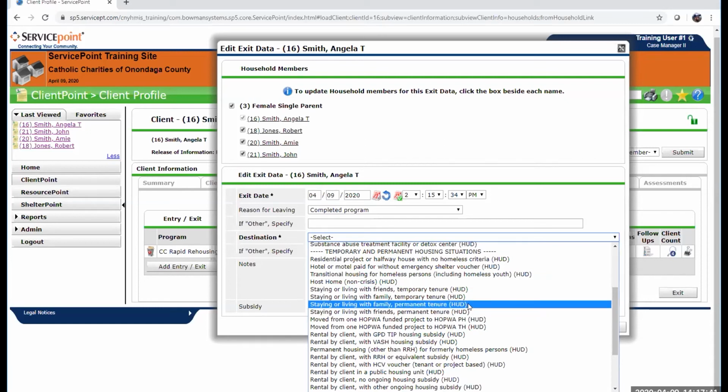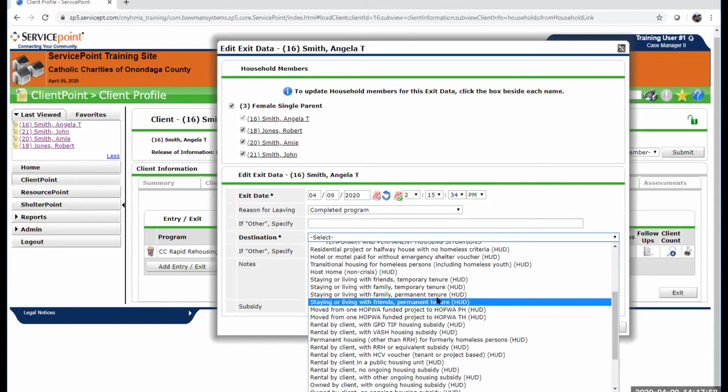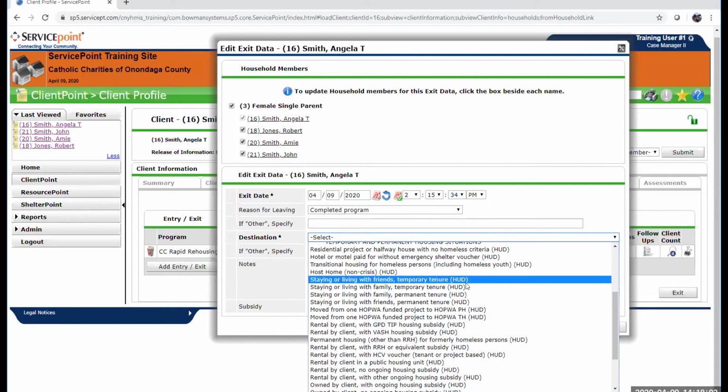So if you have a conversation with the client or with the family or friend that they're going to stay with, you should have some expectation of whether they're going to be there long term or not. And obviously that's going to show up as either a positive destination if it's permanent tenure, or a temporary or negative destination if it's only temporary.